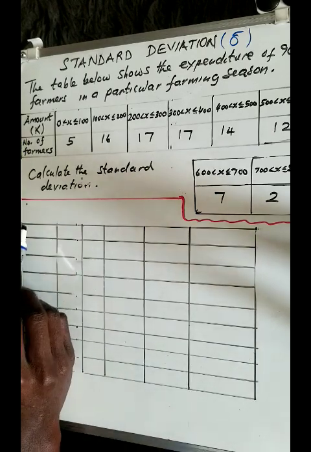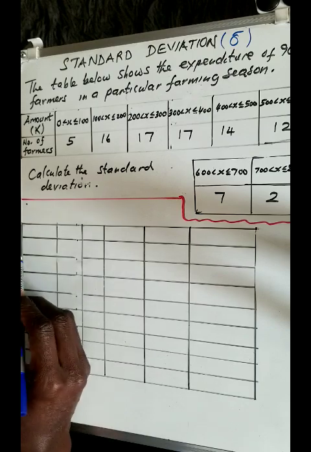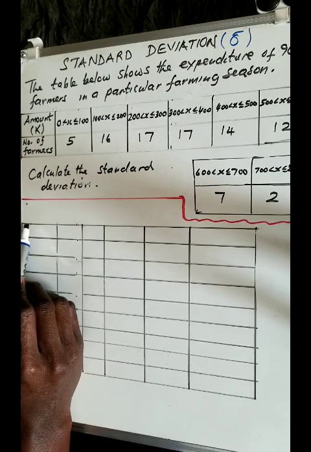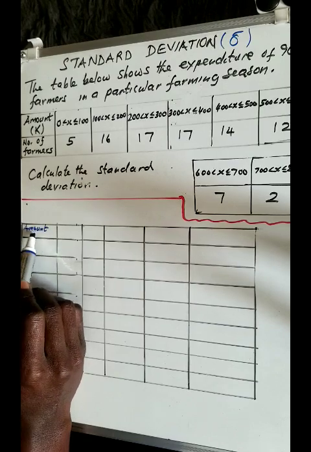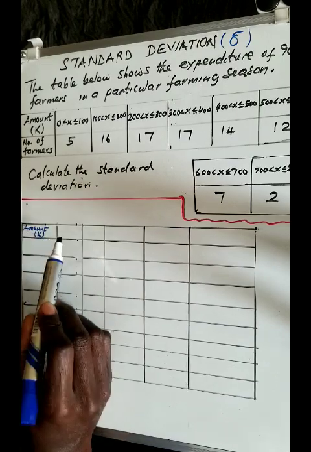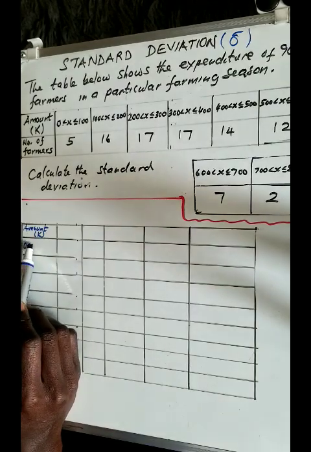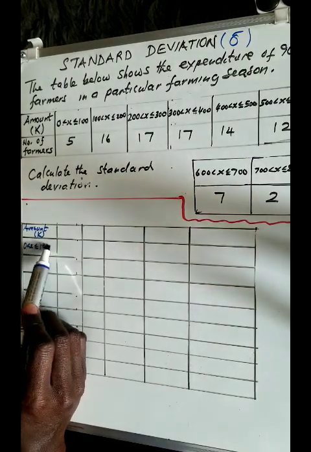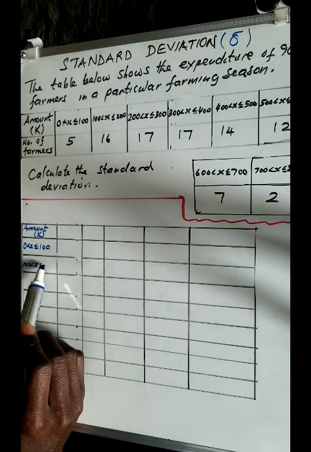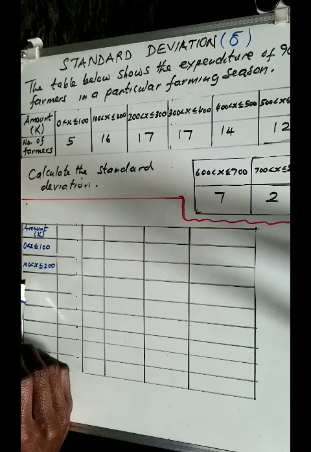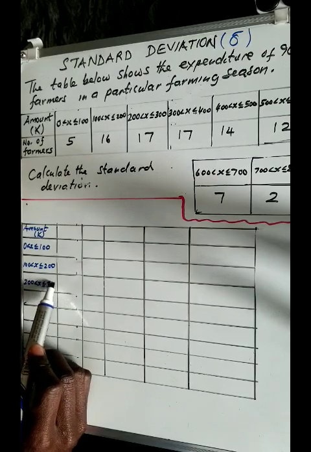So in the first column, you can put up amount, that is in kwacha. Then in the second column, the amount we have is from 0 is less than x and x is less or equal to 100. Then 100 is less than x and x is less or equal to 200. Then 200 is less than x and less or equal to 300.